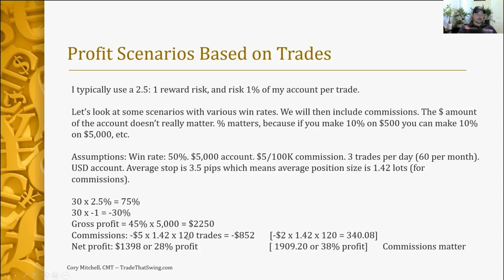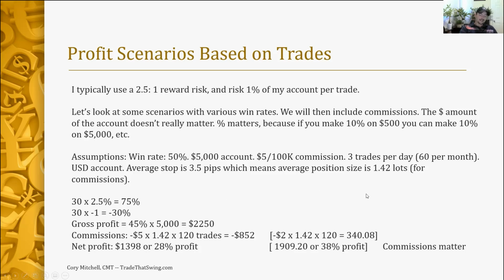Now we have to factor in commission. So on a $5,000 account, we made almost 50% with this strategy, assuming these conditions, but we need to now calculate our commission. So we're taking minus $5 times 1.2, because this is per 100K. Our average position size was 142,000. If it's $5 per 100K, we have to multiply the 5 by 1.42 times 120 trades, because this is to get in and out.